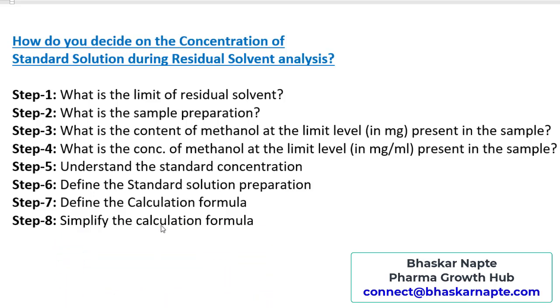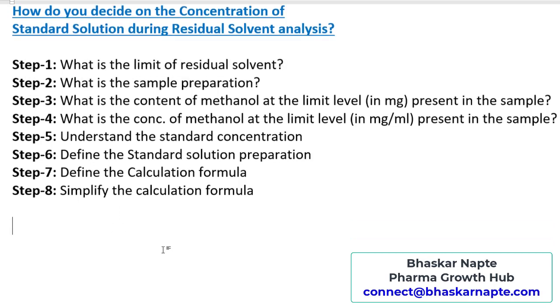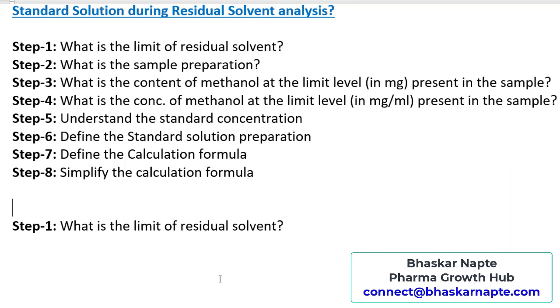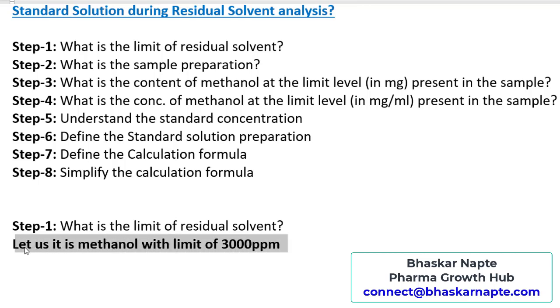Let us now begin with step number 1, and that is what is the limit of a residual solvent. Let me put the step number over here. What is the solvent that we are going to quantify? Let us say it is methanol with a limit of 3000 ppm. We all know the limit of methanol is 3000 ppm according to the ICH guideline Q3C.